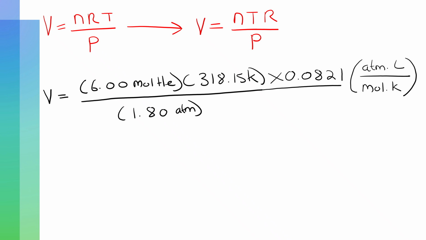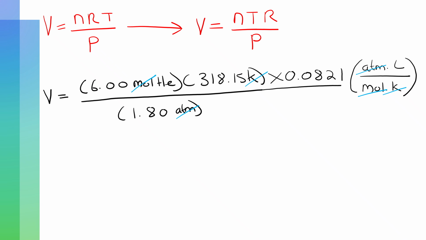So if we put in our values with our units into that slightly updated version of the rearranged equation, we have V equals 6.00 moles of helium times a temperature of 318.15 Kelvin times a gas constant of 0.0821, and we divide that then by the pressure of 1.80 atmospheres. And now we can cancel out the units we don't want for our final answer. On the top we have moles, and we have moles here as well. Down the bottom we have Kelvin at the top and Kelvin at the bottom. And we have atmosphere here at the bottom and atmosphere here at the top.